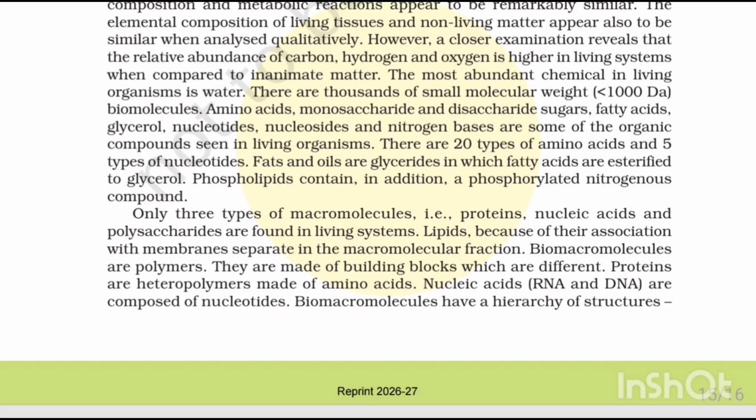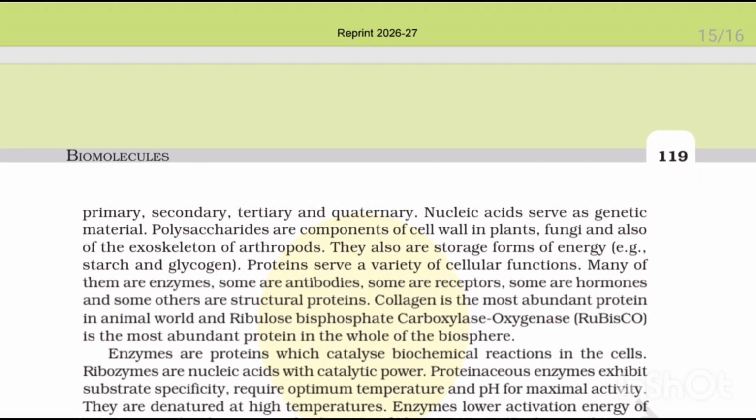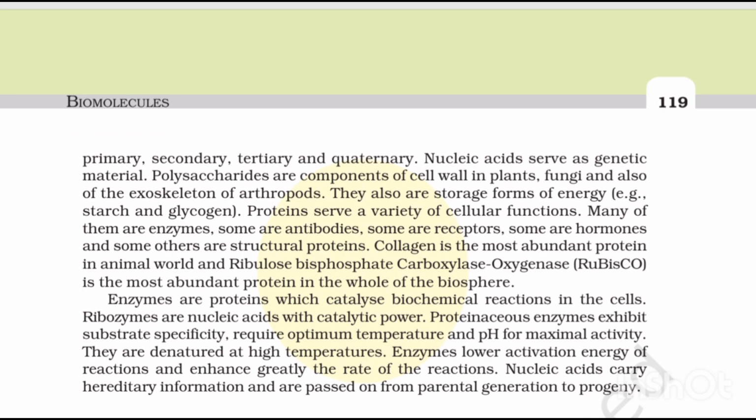Biomacromolecules are polymers. They are made of building blocks which are different. Proteins are heteropolymers made of amino acids. Nucleic acids, RNA and DNA, are composed of nucleotides. Biomacromolecules have a hierarchy of structures: primary, secondary, tertiary and quaternary. Nucleic acid serves as genetic material.